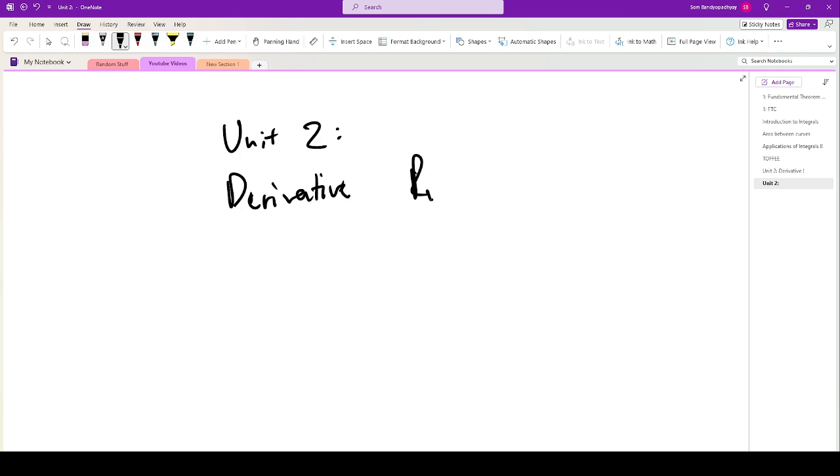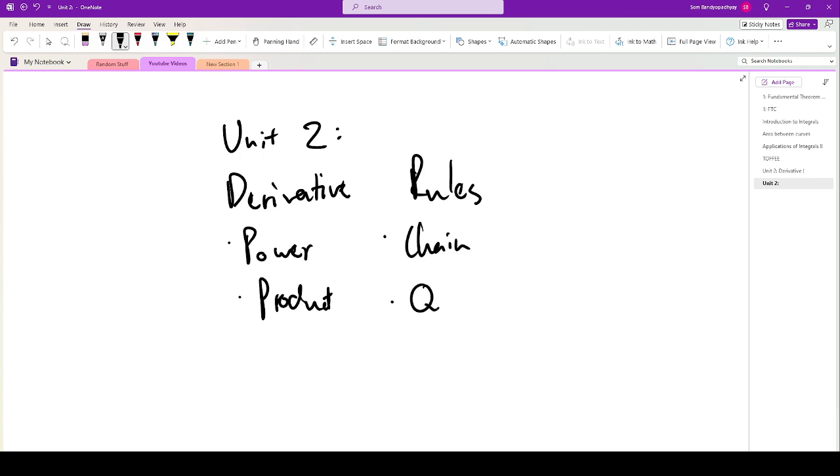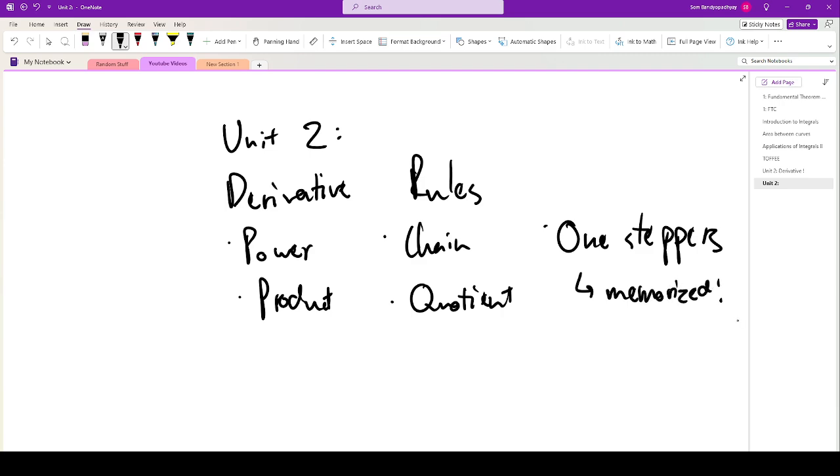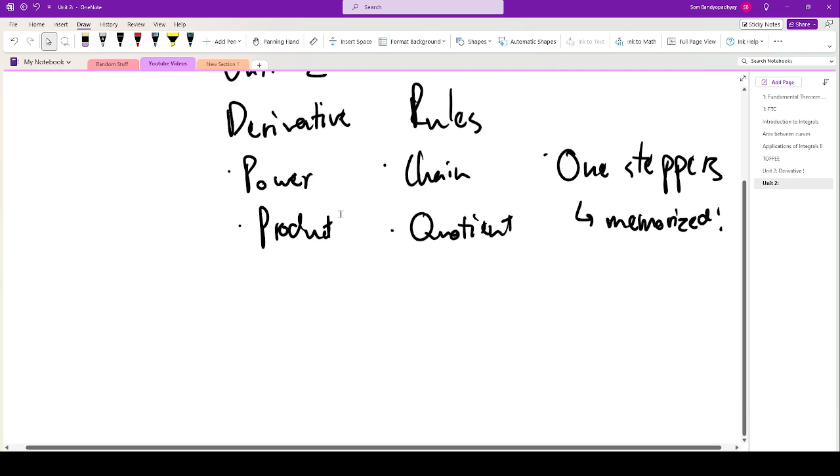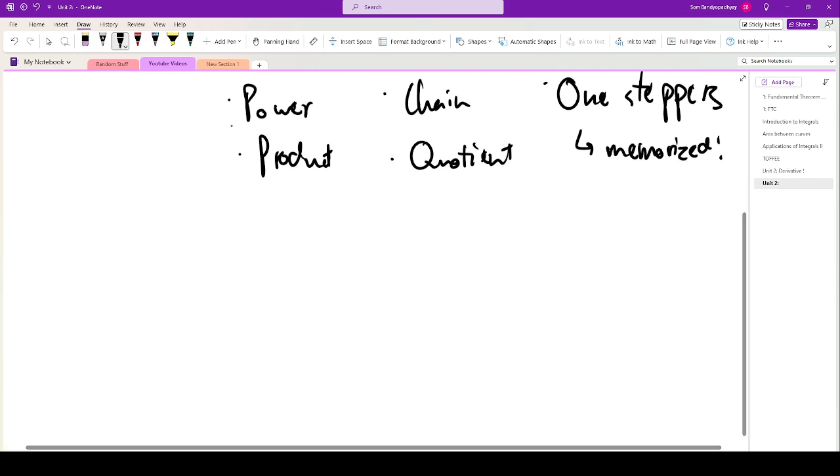Today I'm going to be talking about derivative rules. This is going to include your power rule, product rule, chain rule, quotient rule, and one-steppers. And what do I mean by one-steppers? I just mean functions whose derivatives you should memorize. So, let's begin with our power rule. That's the most straightforward.